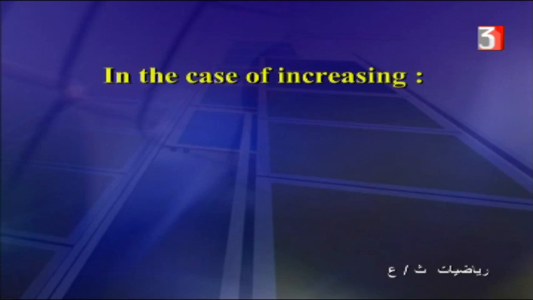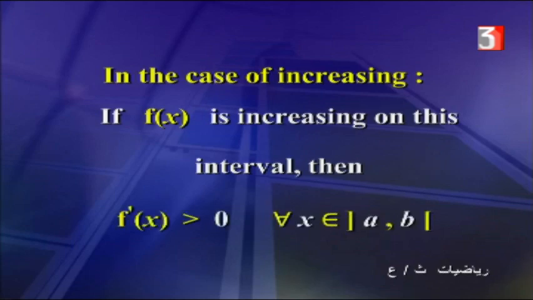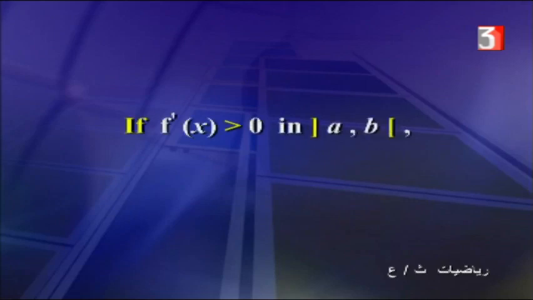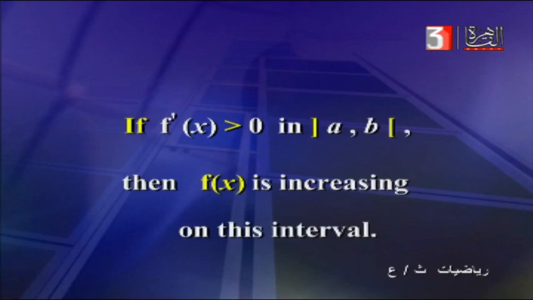In the case of increasing, number one, if f of x is increasing on this interval, then the first derivative of the function, which is f dash x, is bigger than 0 for all x belonging to the open interval a and b, and if f dash x is bigger than 0 or positive in the open interval a and b, then the function f of x is increasing on this interval.